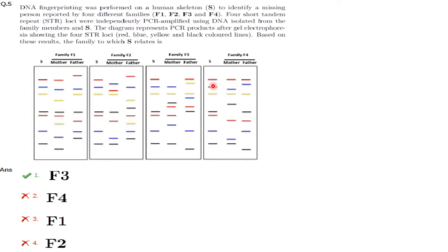Then family F4, if you take, you can see a red band matches with mother and father. Blue band doesn't match with mother and father. Then you have got the yellow band that is matching. Black is also matching. Red does not match. Here also black is present, blue is present. Here red is not matching with mother and father. So S cannot be the son or daughter of this particular mother and father of family F4. So S is the son or daughter of this particular mother and father of family F3. So answer is F3.